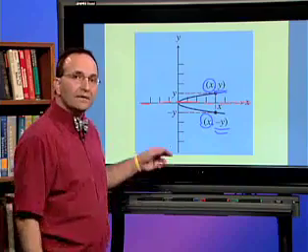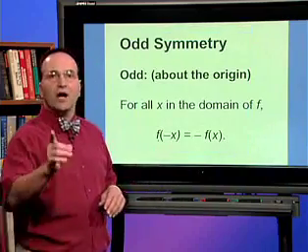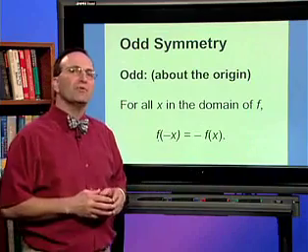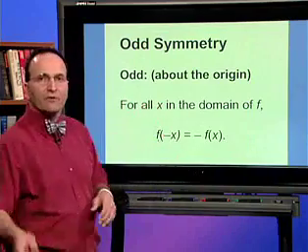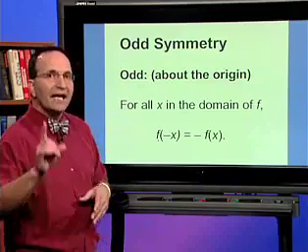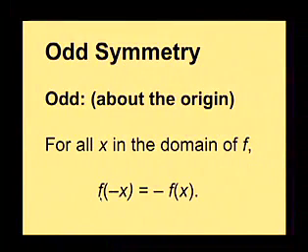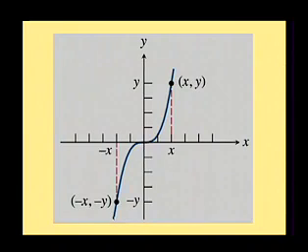Well, there's one more kind of symmetry that we're going to look at today, and it's called odd symmetry, or symmetry about the origin. What this tells us is that for all x in the domain of f, if f(-x) = -f(x), then it will display symmetry about the origin. And here's an example of where that happens. Notice that we plug in -x, and what we get out of it is -y, or in other words, -f(x). So this has symmetry about the origin.